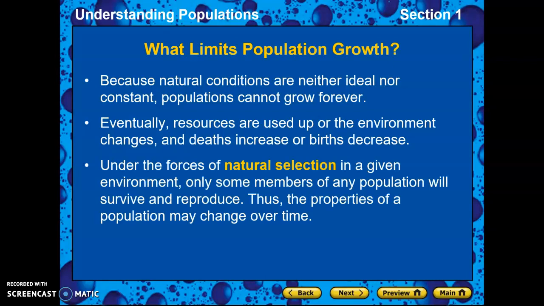So this is where natural selection comes in. In a given environment, only some members of the population are going to survive and reproduce because they're going to have those characteristics that are going to allow them to reproduce. They're going to have access to the food and they're going to be able to have more offspring.